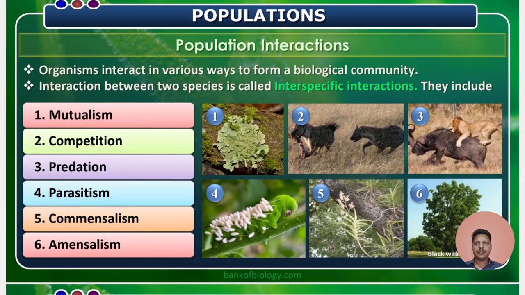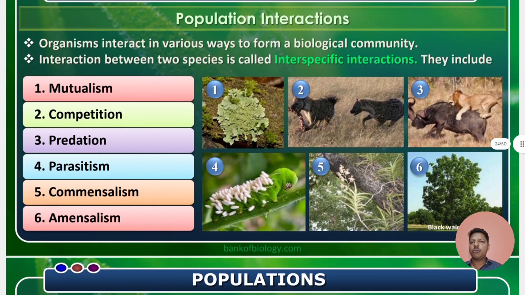Population interactions. Organisms interact in various ways to form a biological community. Interactions between two species are called interspecific interactions, and they include mutualism, competition, predation, parasitism, commensalism, and amensalism. We'll discuss briefly about all these.